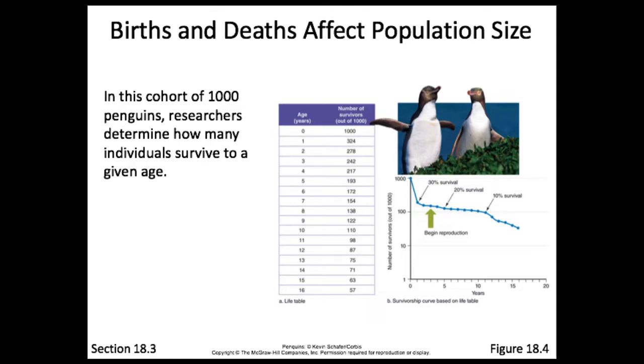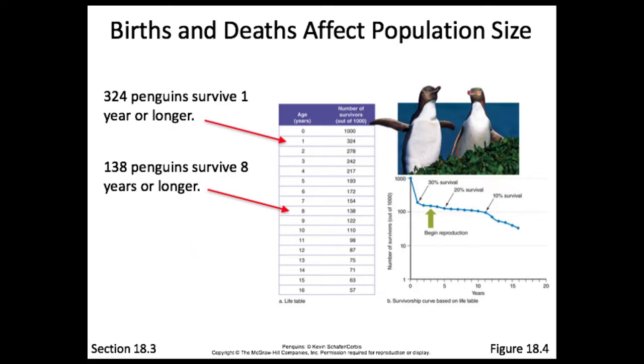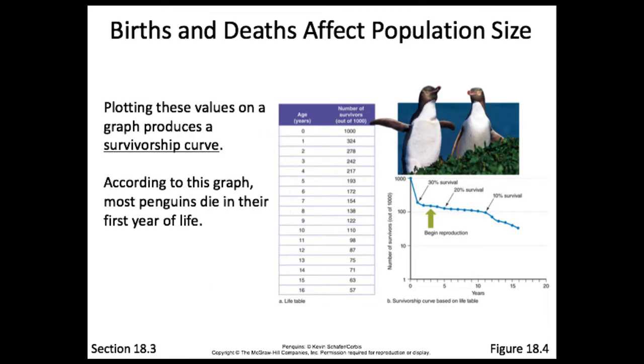Over time, we can see that some of these penguins disappear. Where do they go? Well, most of them become shark food, but other ones might get diseased or not have enough food to eat, so they can't survive. After the first year of life, only 324 penguins survived from the initial 1,000. 8 years later, only 138 have survived. And 16 years later, only 57 of the original 1,000 are still alive, capable of passing on their genes to the future generations if they reproduce.